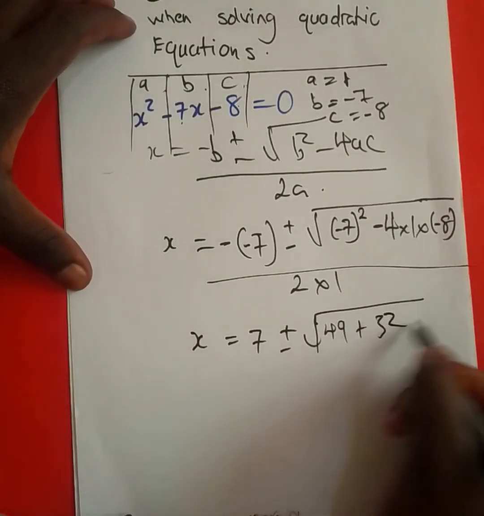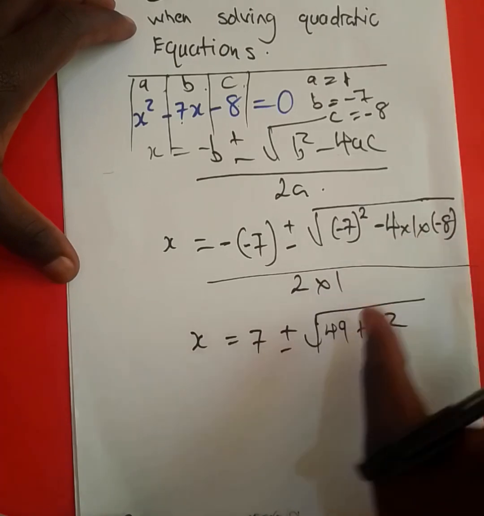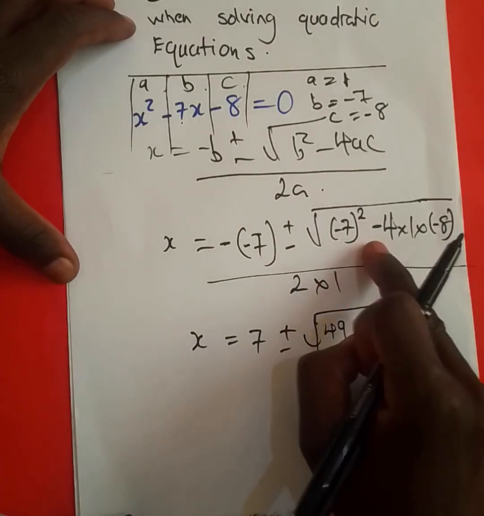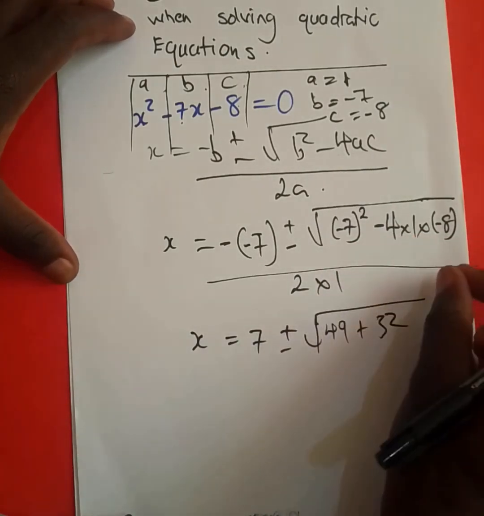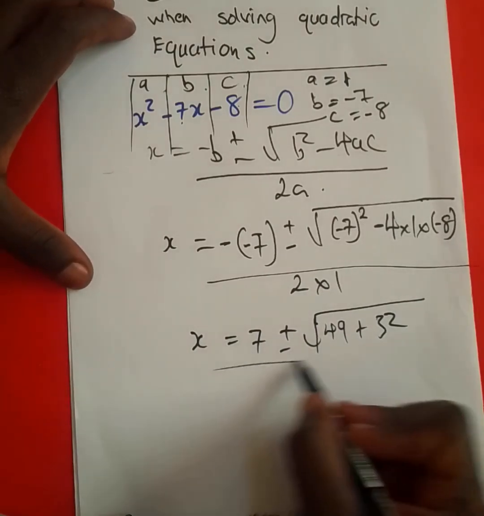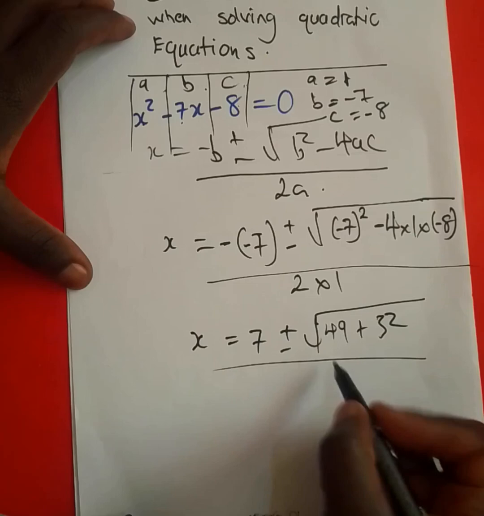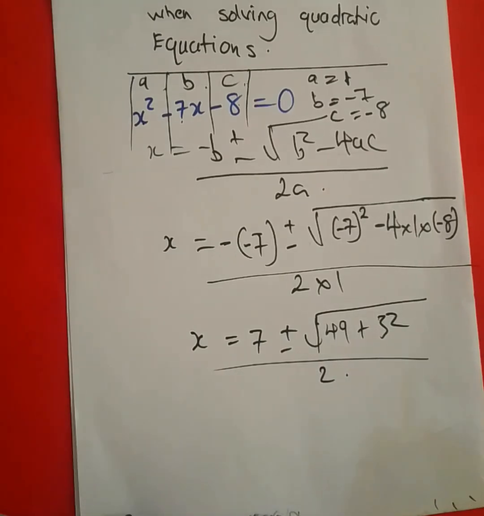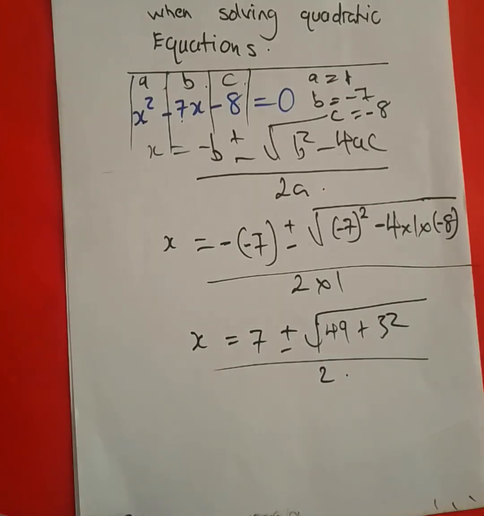32 here, 4 times 1 times 8, which is 32. This negative times this negative is going to lead to a positive. So we have 49 plus 32 inside the square root sign, all over 2 times 1, which is just 2. We are about to reach the point where we need to apply the calculator, so stay put.